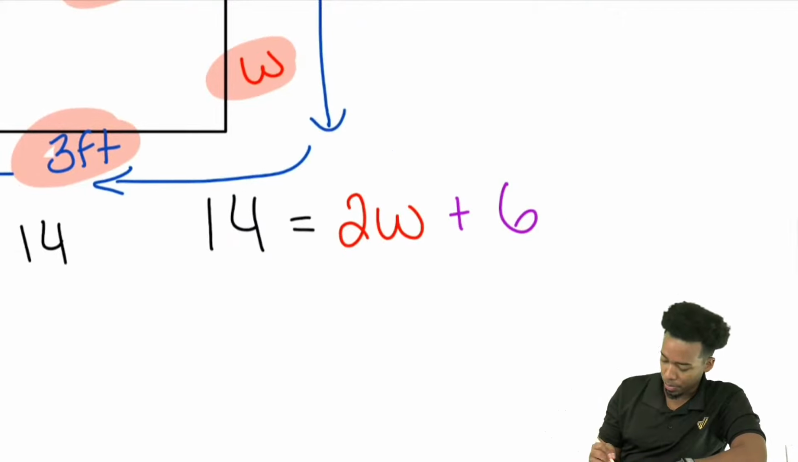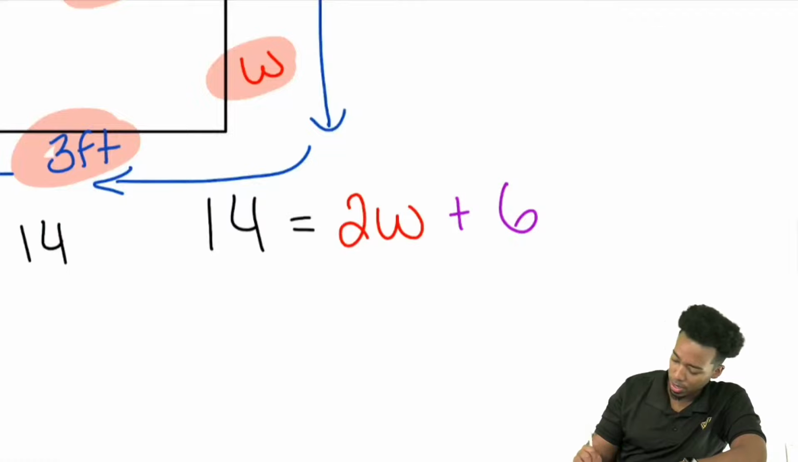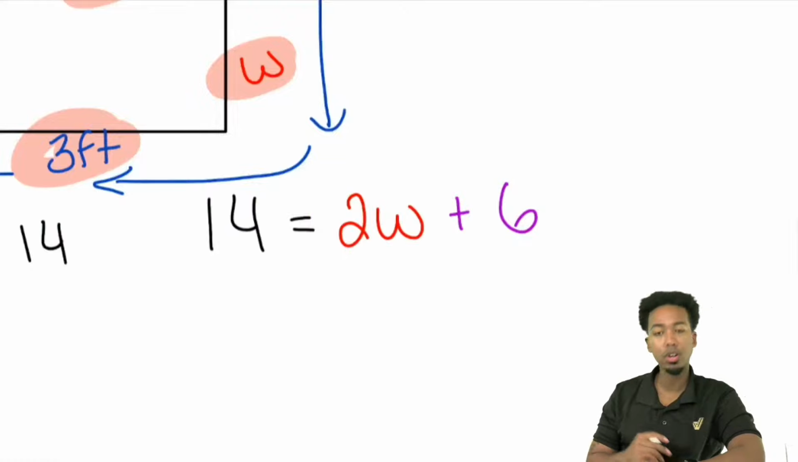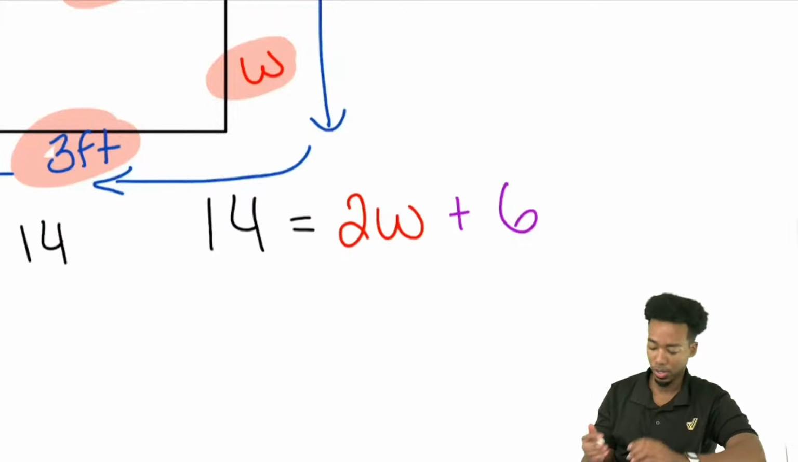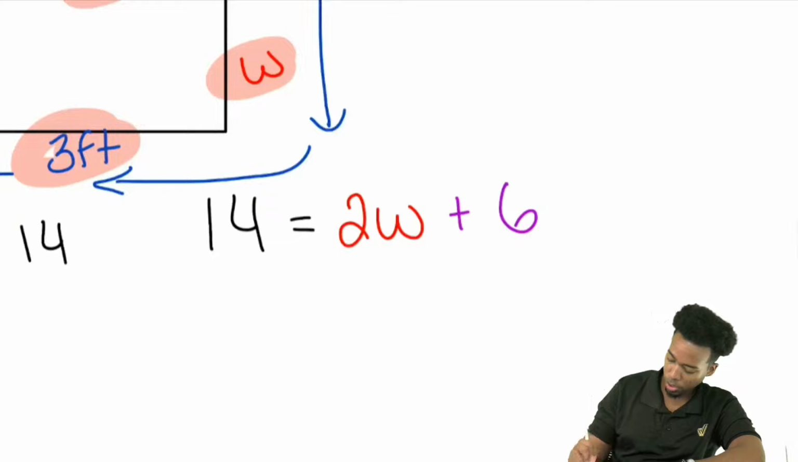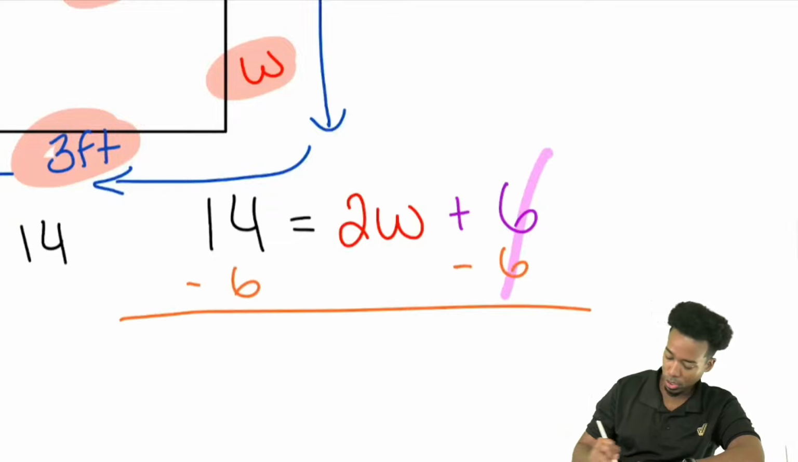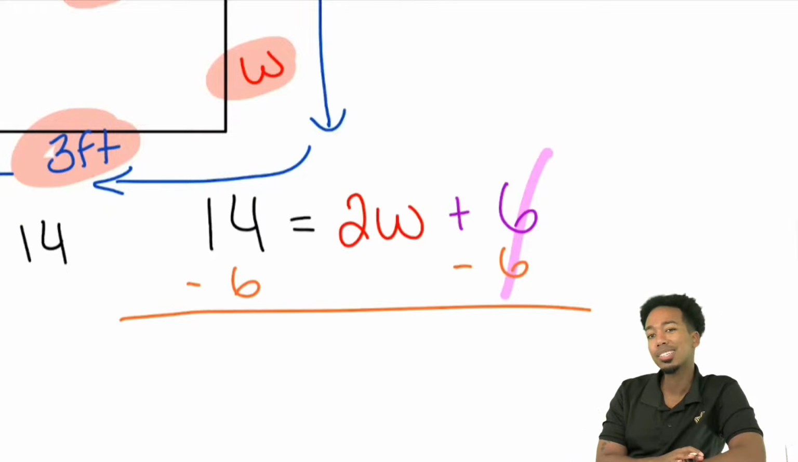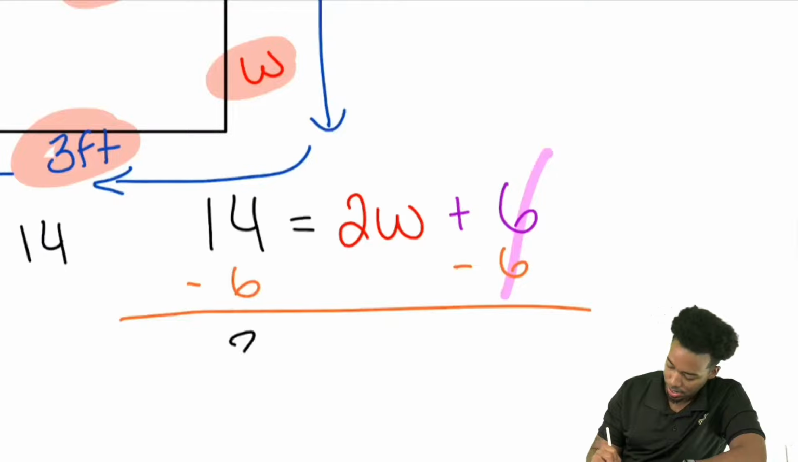So what we're going to do is step one, we need to go ahead and get rid of that 6. Once we get rid of that 6, then we can get rid of the 2, because you want to work from the furthest from the variable to the closest. And so here, we'll subtract 6 on both sides. Nice and easy. Gets rid of that. 14 minus 6 is what, everybody? That's going to be 8. Correct.